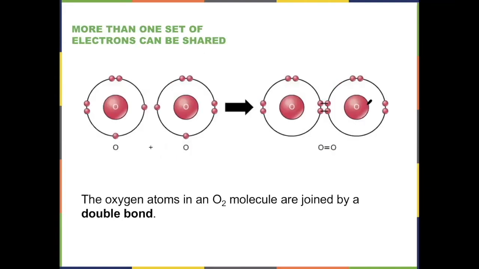So what we saw in the previous slide is that oxygen was sharing one electron each with two hydrogen atoms. But you can have more than one set of electrons shared between two atoms. In fact, the oxygen that's in the air around us is actually O2. It's two oxygen atoms that are sharing two sets of electrons. They are double bonded together.